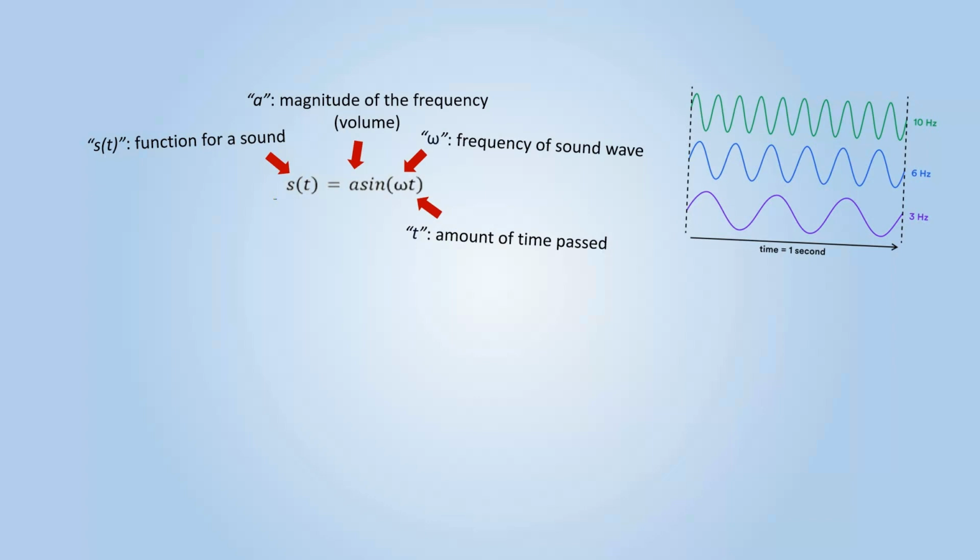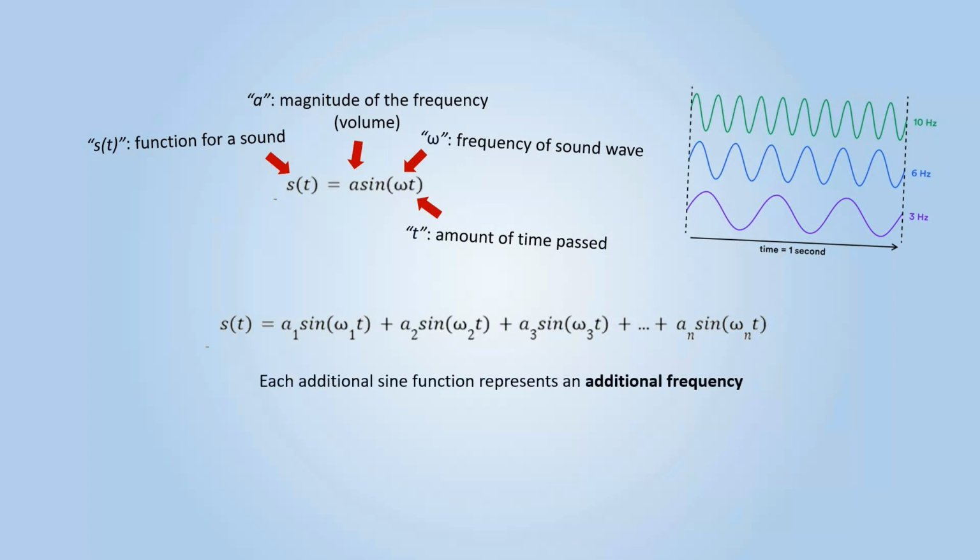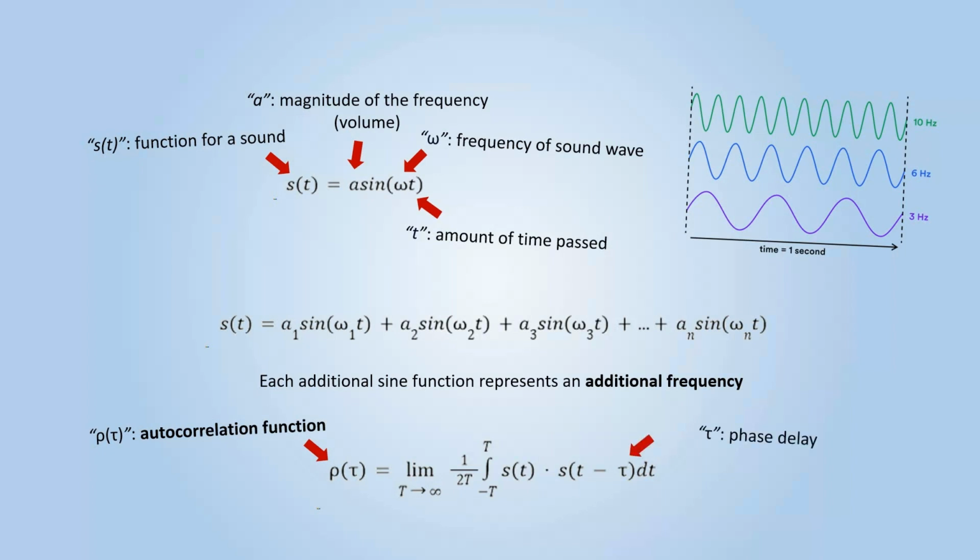However, real instrumental sounds have many more frequencies playing at once along with their most audible frequency. Therefore, I adapted this function to consist of all of these additional frequencies. Here, each additional sine function represents an additional frequency of the sound. From here, we can apply the autocorrelation function to our sound wave, where rho is the autocorrelation function and tau is the phase delay, creating a variation of our original sound. We will get to this in a bit.